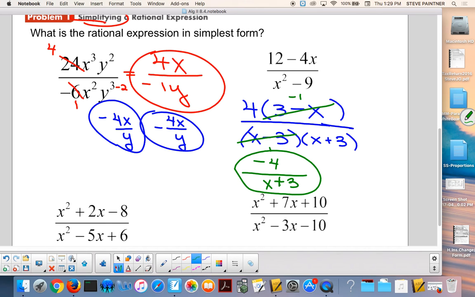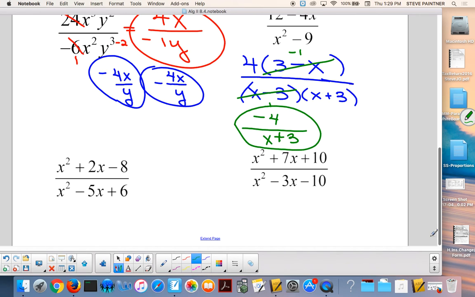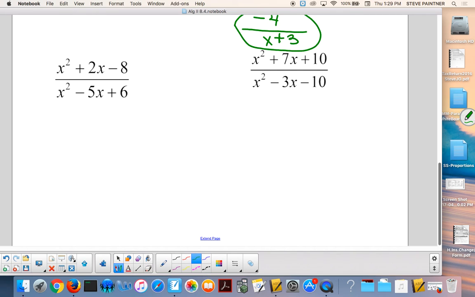Okay. Bottom left, go. Factor and cancel. Go. Remember, trinomials factor into what? Binomials, right?